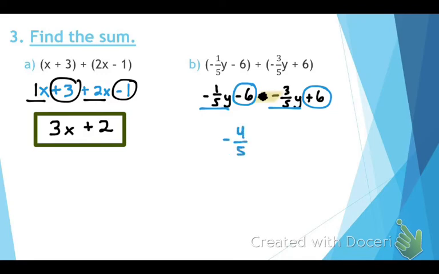Negative 4/5. Then a lot of people forgot to tell me this is the y family. Okay, please make sure you put that there. What happens to the -6 and the +6? They cancel out, so I don't need to put that. The correct answer was negative 4/5 y.